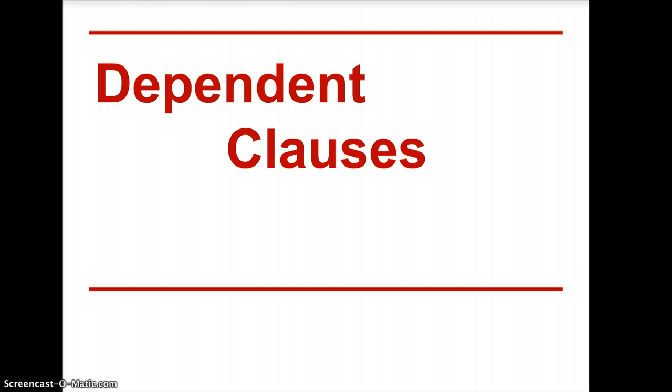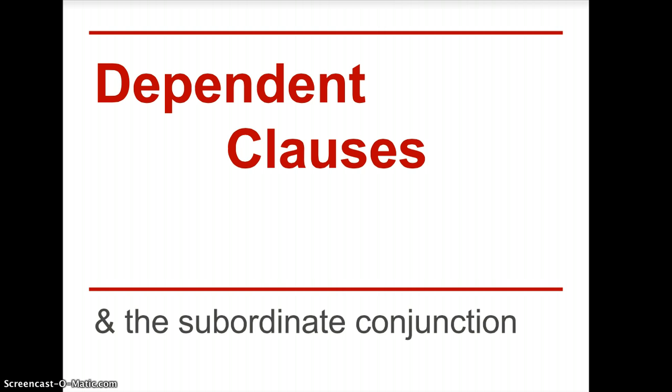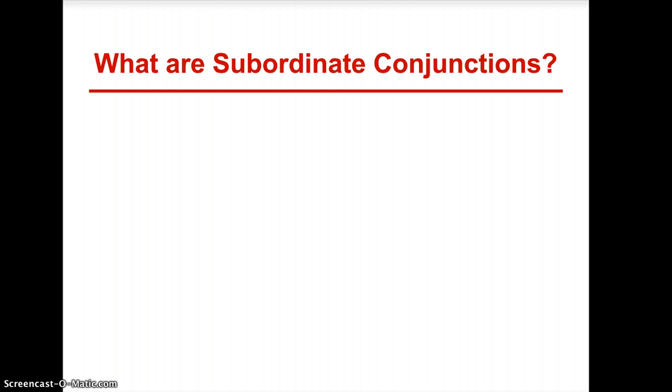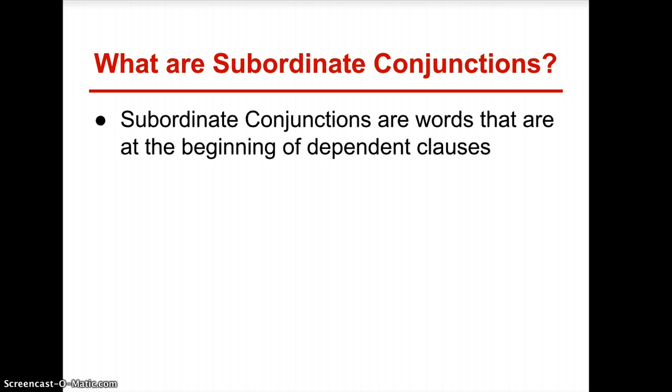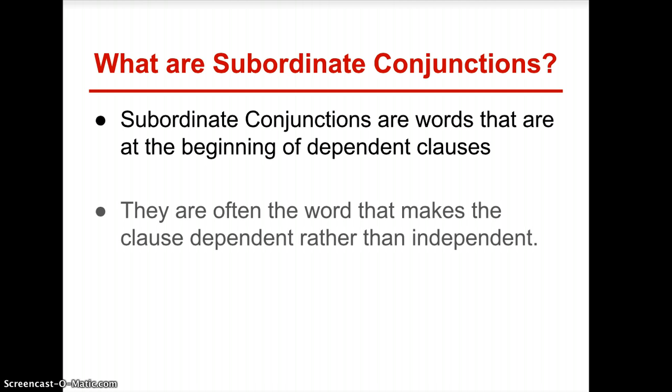So tonight it's all about dependent clauses. That is one half of a complex sentence. And we can't really talk about dependent clauses without talking about their subordinate conjunctions. So, what are subordinate conjunctions? Well, they are the word or words at the beginning of dependent clauses. They actually make the clause dependent rather than independent.